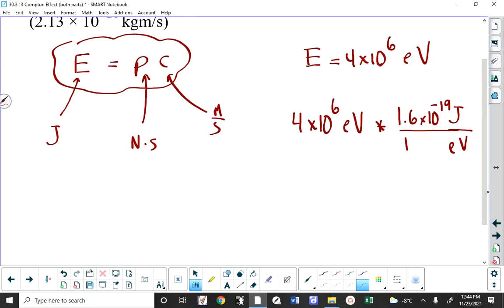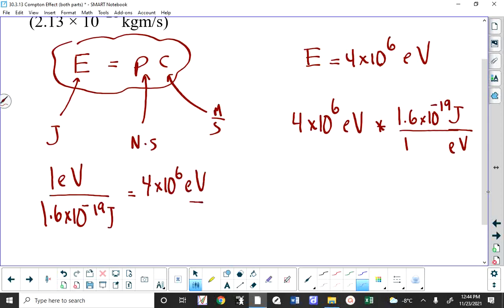If that doesn't make sense to you, then you can always set up a ratio. 1 electron volt is 1.6 times 10 to the negative 19 joules, equals 4 million electron volts over x joules. In either case, what you're going to get here, if my math is right, is 6.4 multiplied by 10 to the negative 13 joules, I think.